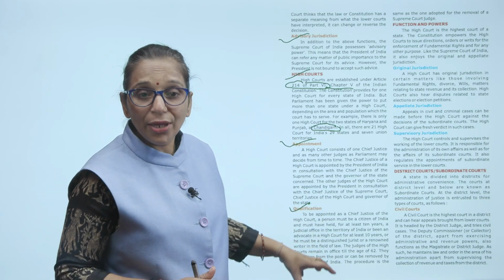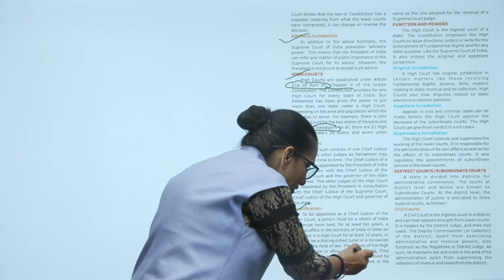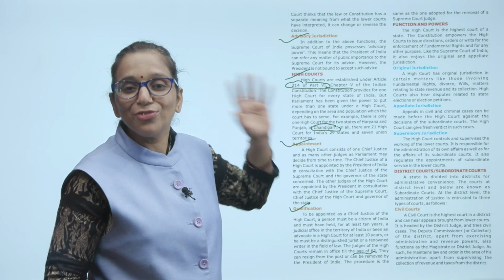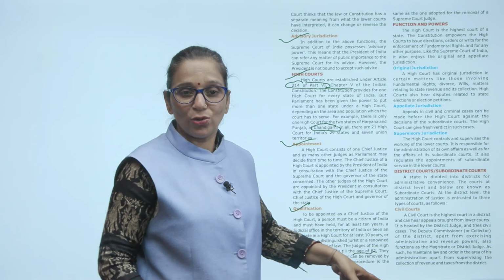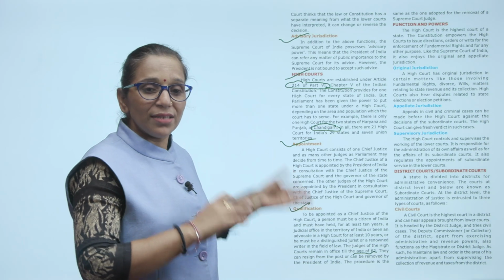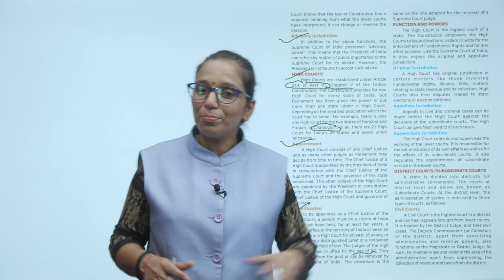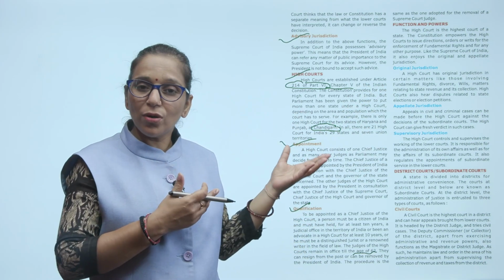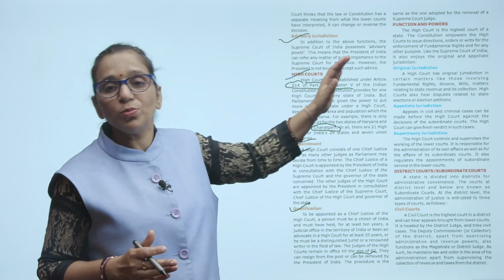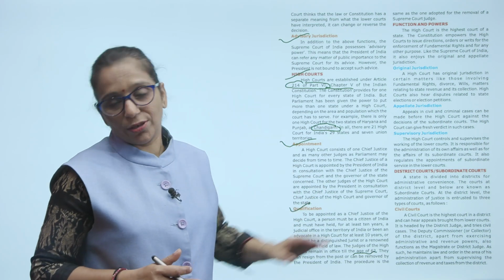The judges of the High Court remain in the office till the age of 62. See the difference? In Supreme Court, CJI has the retirement age of 65. Here it is 62. They can resign from the post or can be removed by the President of India. Now the procedure is the same, that is the impeachment motion. Like in Supreme Court, we have followed the impeachment motion in both the houses. Same impeachment process will follow to remove the High Court judge.